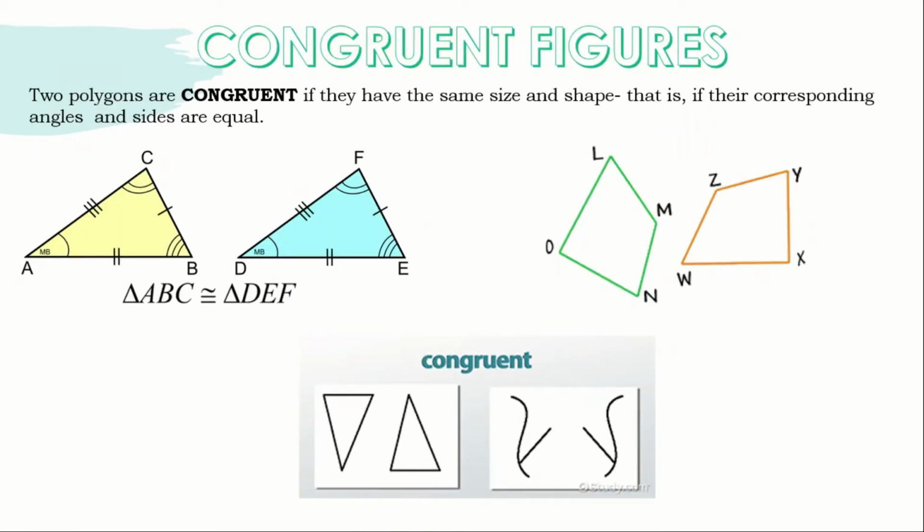Moving on to congruent figures. Two polygons are congruent if they have the same size and shape. That is, if their corresponding angles and sides are equal. Here, the shape is the same and the size is also the same. All the three diagrams show that the shape and the size are the same. If this is the case, then they are called congruent figures. In similar figures, only the shape is the same but the size differs. But in congruent figures, both shape and size should be the same.